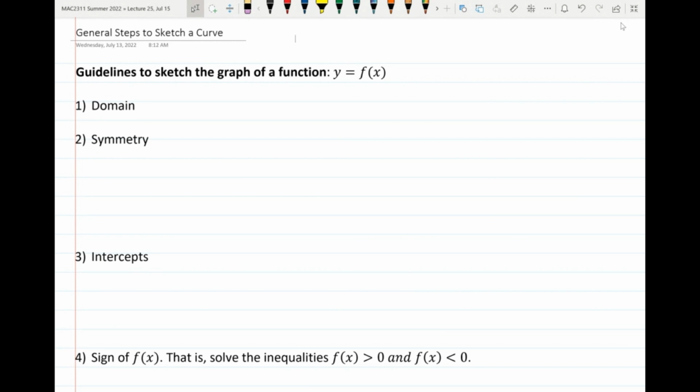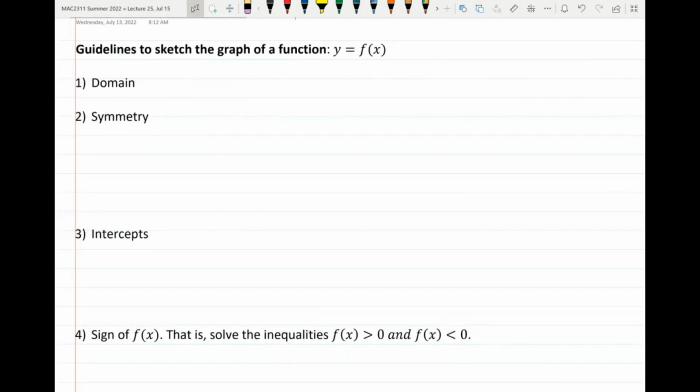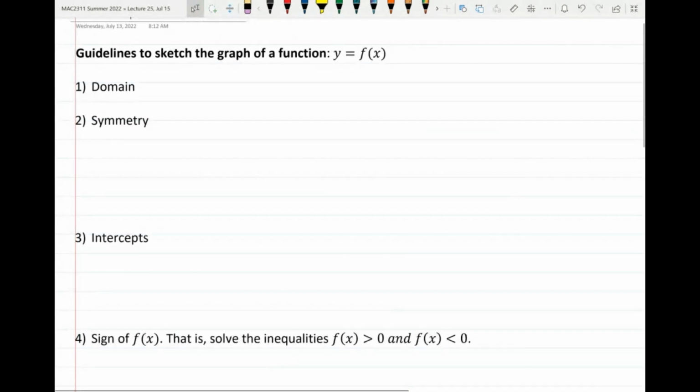Okay, so here are some suggested steps that you could follow when you want to sketch the graph of any function. Again, some of these steps are optional, but the idea is that if you follow these steps and put the information together, you will hopefully be able to sketch the graph of a function. Let me explain these steps, and then I'm going to do a couple of examples, and hopefully that will be enough for you to be able to analyze functions.